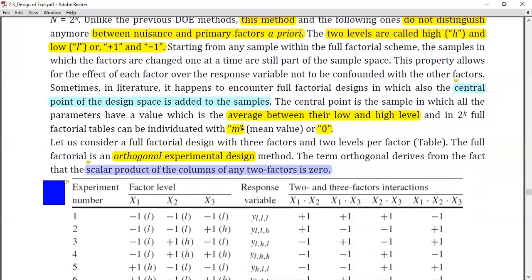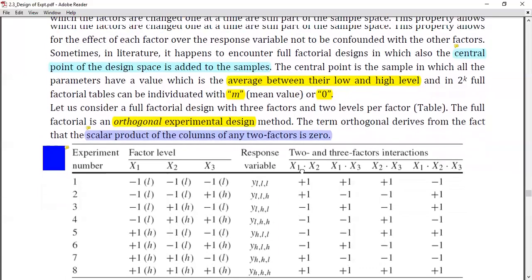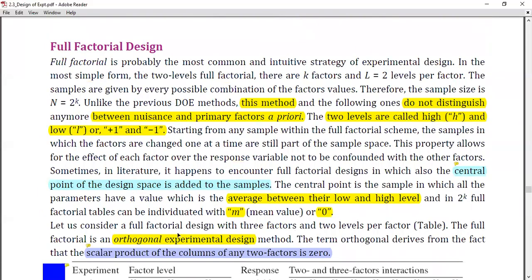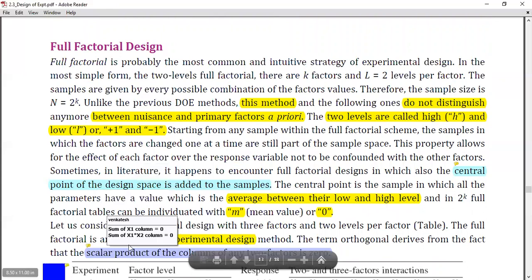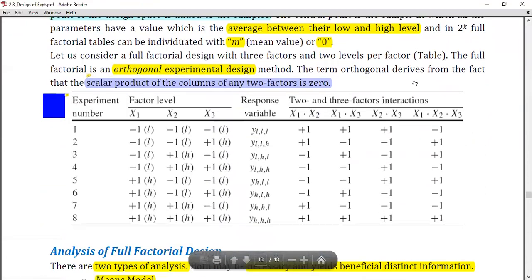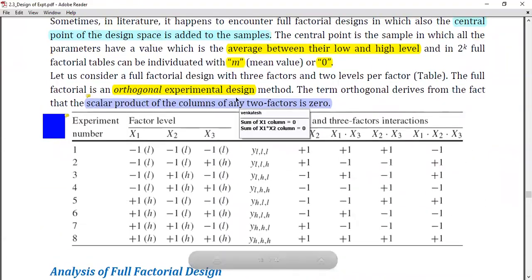That is denoted as M or 0. Here it is +1, -1, H and L. The middle points are represented as either M or 0, numerically 0, coded value M. All these experimental combinations, whether full factorial design or fractional factorial, follow something called orthogonal experimental design. Now let us see what that orthogonal design is using a tabular explanation.